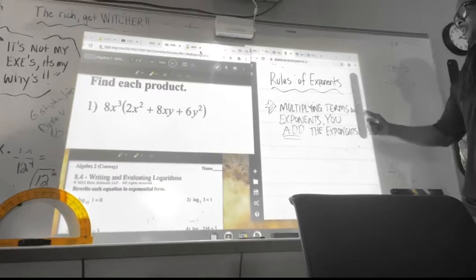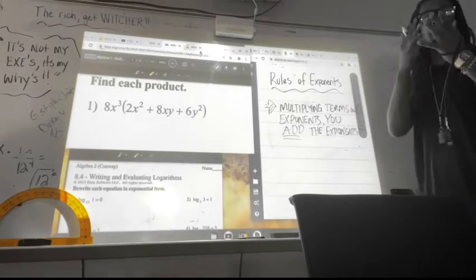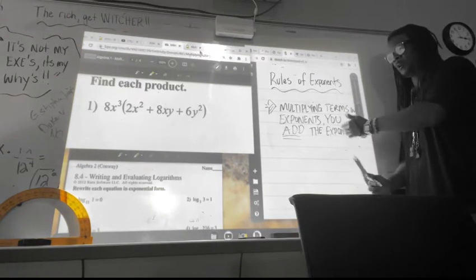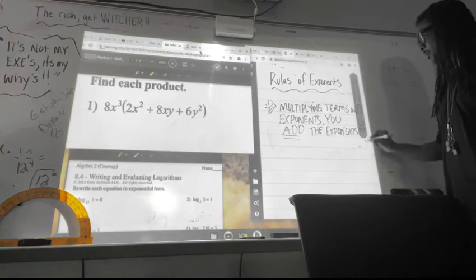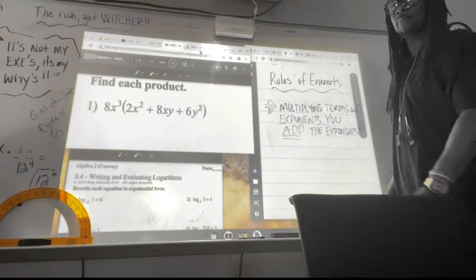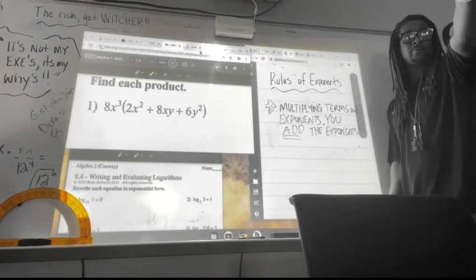Our rules of exponents. We're going to be multiplying. When multiplying terms with exponents, you've got to add the exponents. Period.